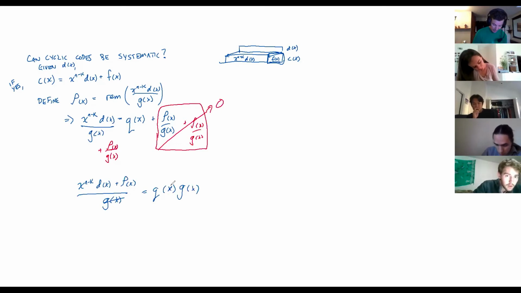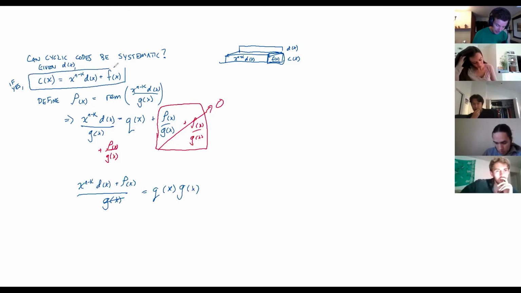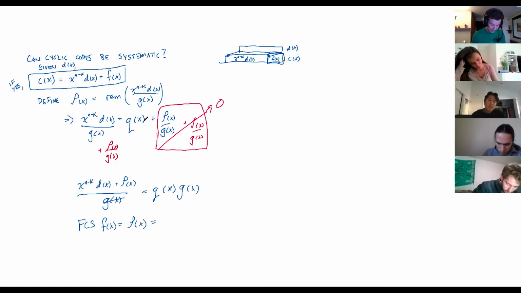And I think what we have just shown is that q of x lives in the data word space, and it gets mapped to x to the n minus k times d of x. It gets mapped to the form that we want, where the frame check sequence, or frame check polynomial in this case, f of x is equal to rho of x, which you can get by finding the remainder of this thing.